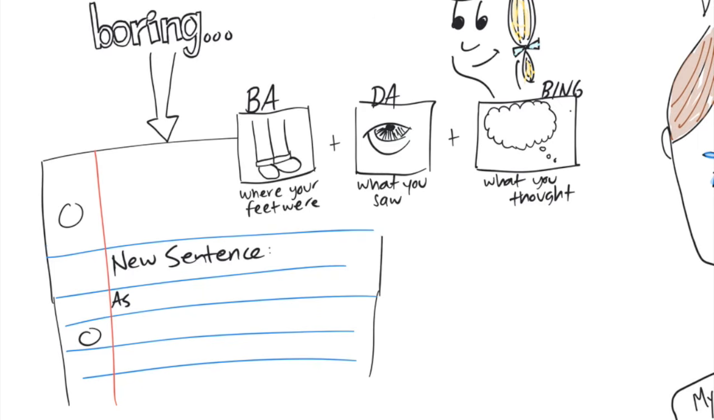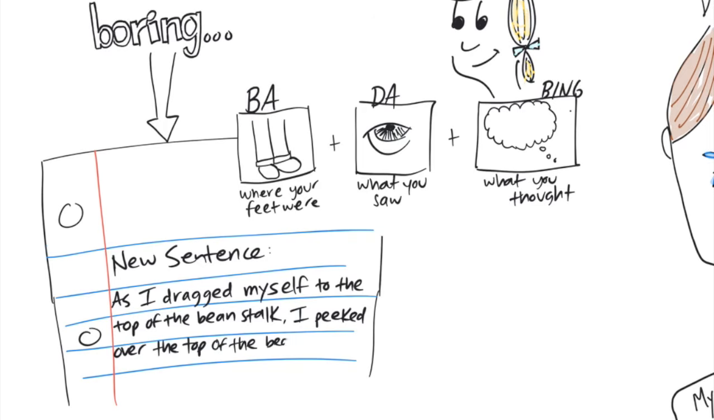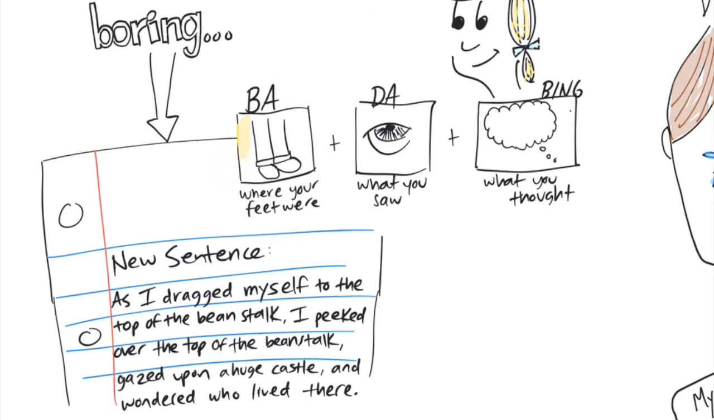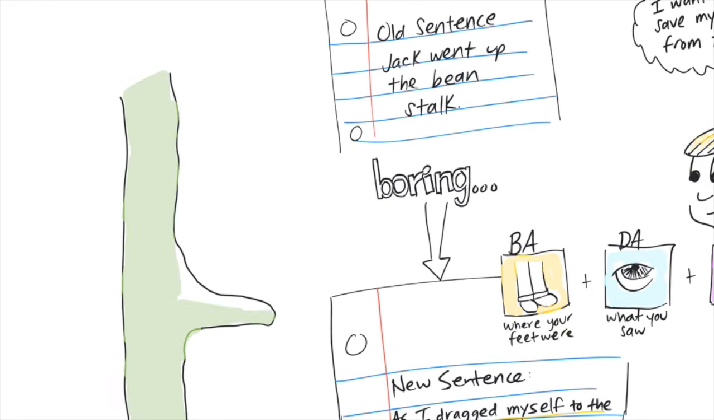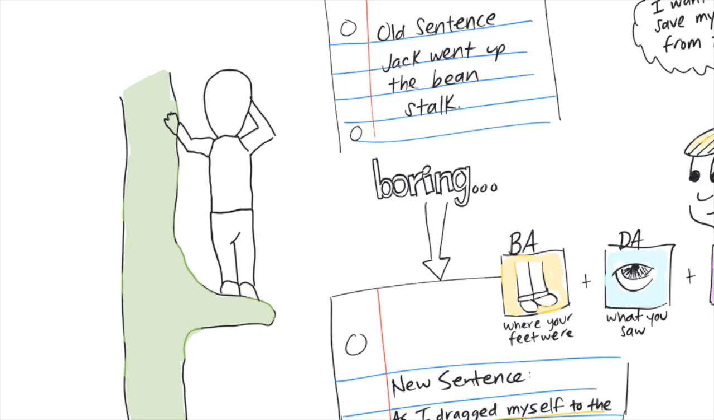Now let's turn that old sentence from earlier into a bada bing. As I dragged myself at the top of the beanstalk, I peeked over the top, gazed upon a huge castle, and wondered who lived there. Now, the first part we have where your feet were, as I dragged myself, then we have what they saw, they peeked over the top and gazed upon the castle, and then they tell us what they thought. It's pretty easy if you think about it, doing a bada bing with those 3 parts.